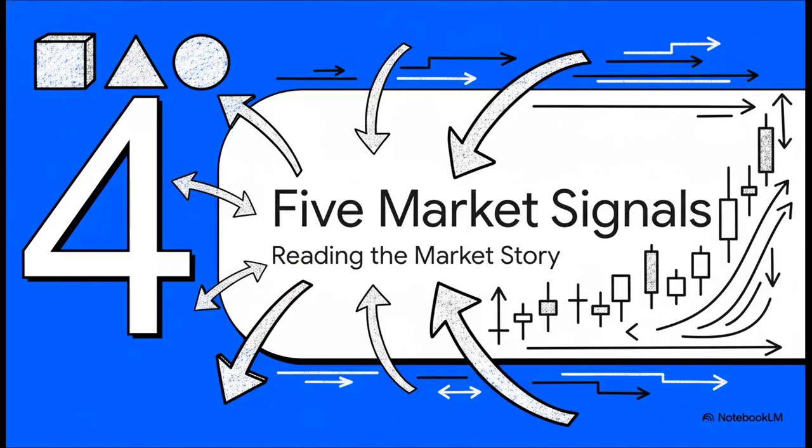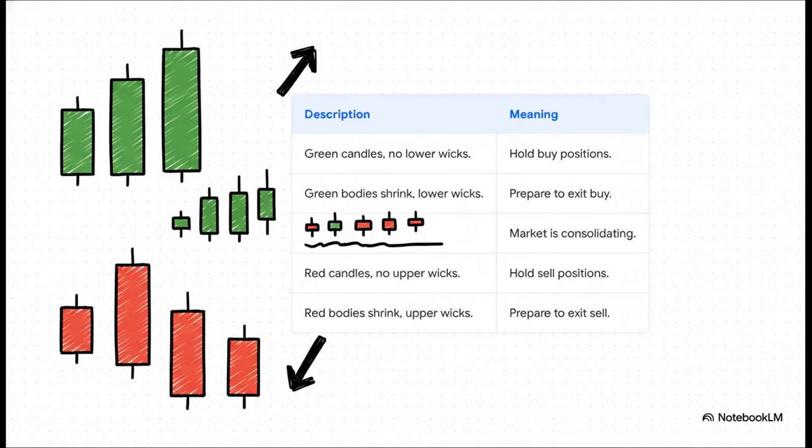All right, now based on those three simple building blocks, we can identify 5 really powerful market signals. Understanding this market story is absolutely crucial for building our trading strategy. Let's just run through these real quick. A strong uptrend, that's a series of green candles with no lower wicks. That's your signal to just hold that buy trade. When those green bodies start to shrink and lower wicks appear, well, the uptrend is getting weak and it's time to prepare to exit. Multiple dojis in a row, that signals a sideways, choppy market with no clear direction.